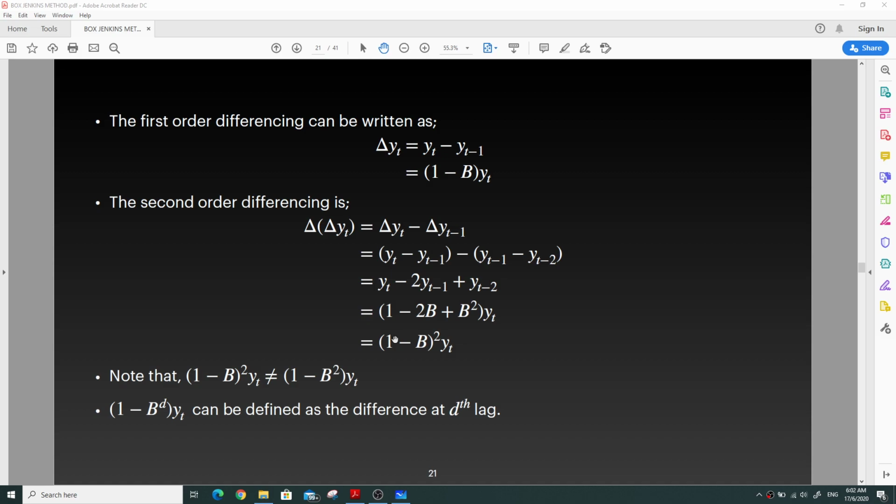Again, the second order differencing is not the same as the difference at a particular lag order. So when we write the backward shift operator, 1 minus B squared Yt is not equal to 1 minus B squared Yt in the lag sense. 1 minus B squared Yt is the second order difference, while B squared Yt is actually Yt minus 2.